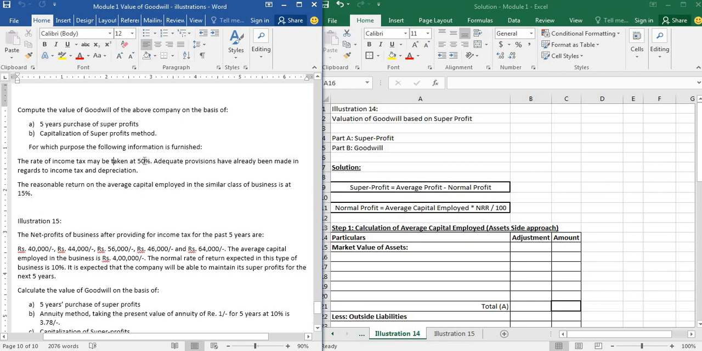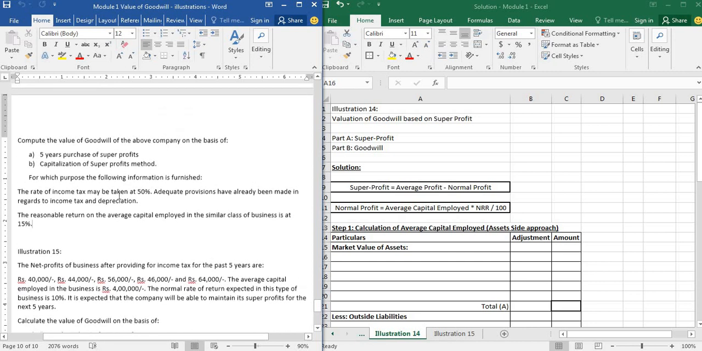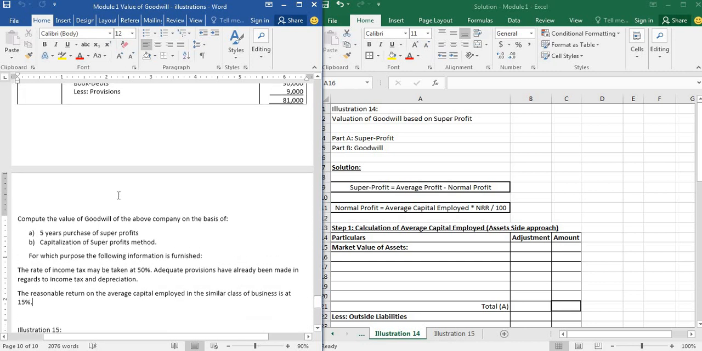They have given us an income tax rate of 50%, but they have also told us that adequate provisions have already been made in regards to income tax and depreciation, so we don't have to do it again. This is just given to confuse you guys. We are just going to ignore these two sentences. Moving on, the reasonable return on the average capital employed in a similar class of business is 15%. So NRR is 15%.